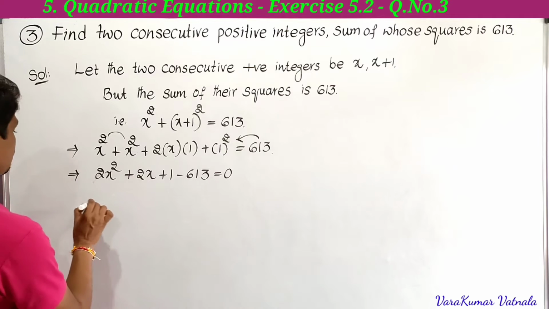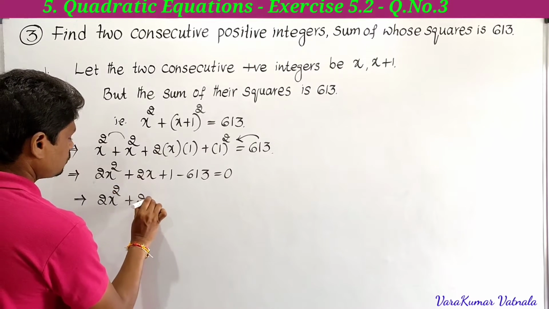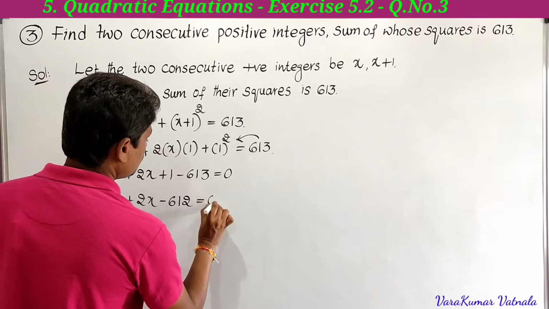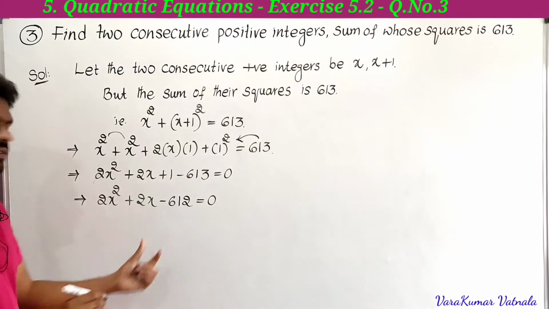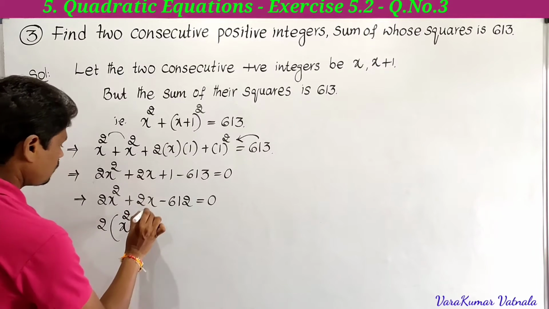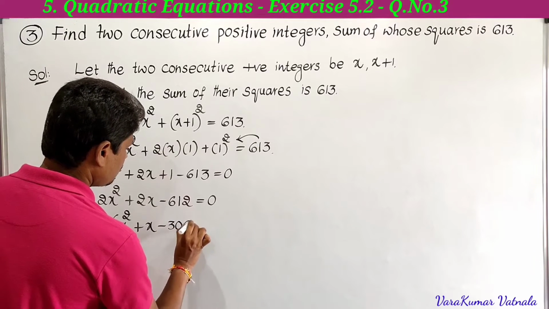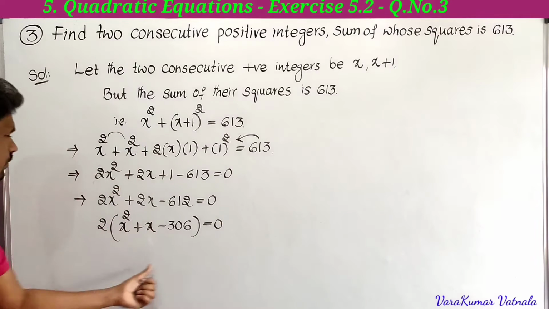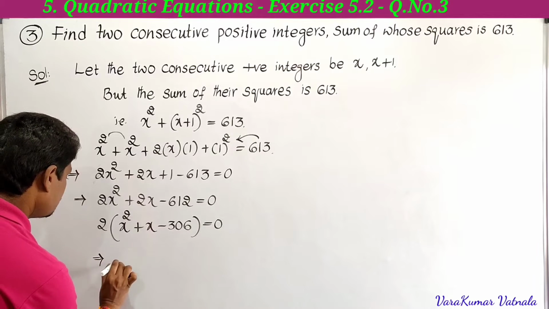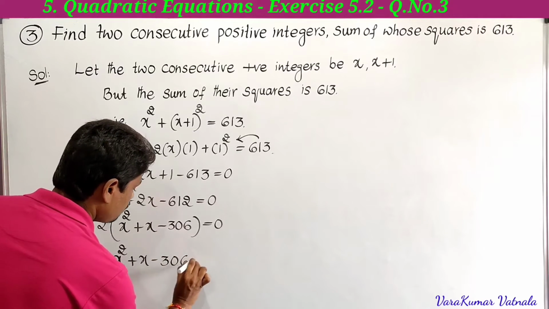Now we have to simplify again. Write 2x square plus 2x as usual, plus 1 minus 613 we get minus 612 is equal to 0. Here we can take 2 as common: 2 into x square plus x minus 306 is equal to 0. If you take 2 to the right side, it becomes 0 by 2, which is 0 again. So finally we get x square plus x minus 306 is equal to 0.